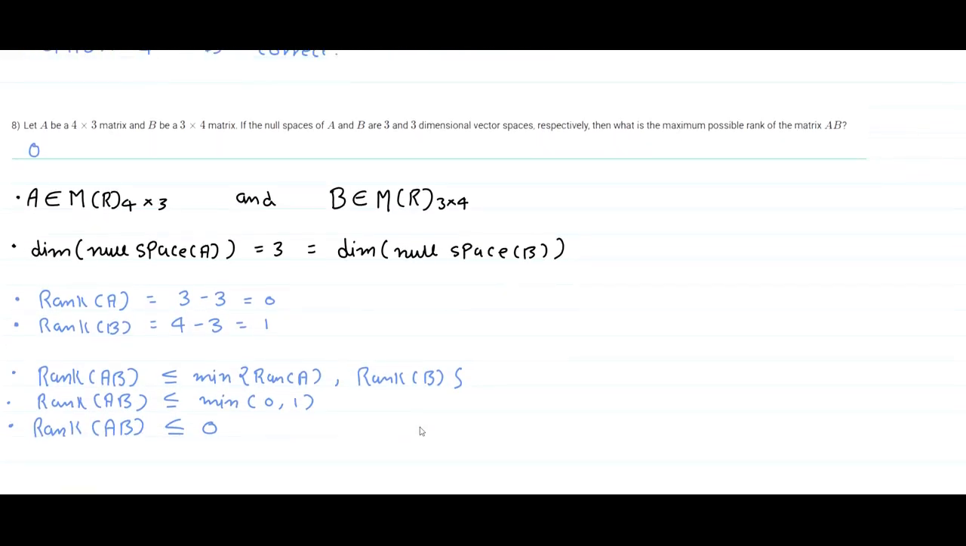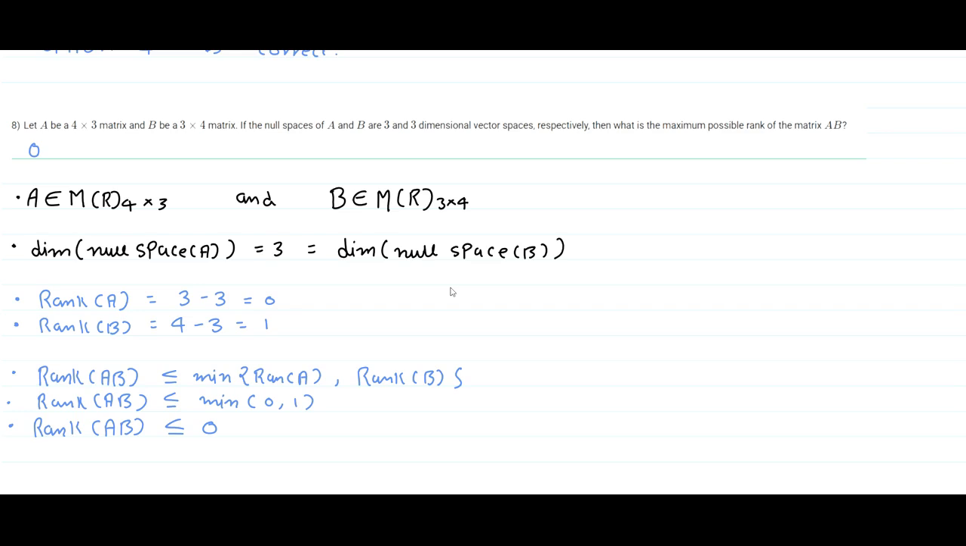Question number 8 says: let A be a 4 cross 3 matrix and B be a 3 cross 4 matrix. If the null spaces of A and B are three-dimensional vector spaces, what is the maximum possible rank of A into B? So, we know that rank plus nullity is equal to the number of columns in a matrix. And we are already provided with the nullity of both matrices, which is 3.